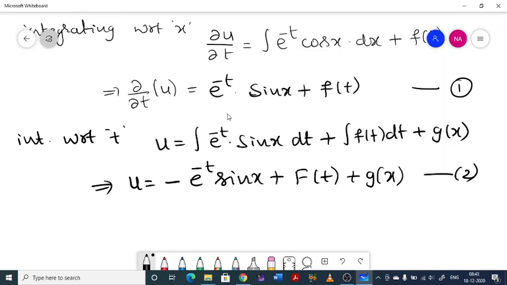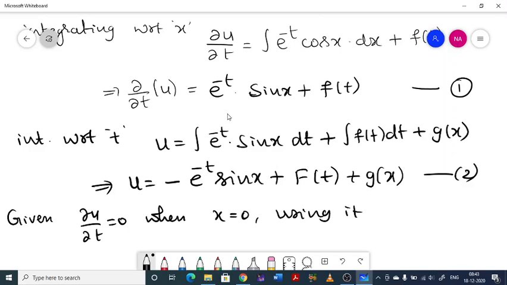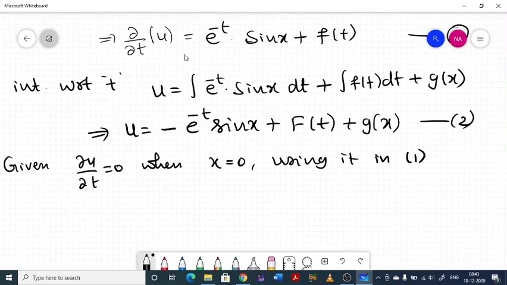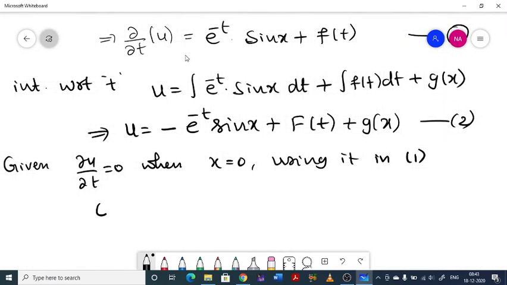Now using the given condition, it is given that dou u by dou t is 0 when x is 0. Using that in equation 1, we'll get dou u by dou t, left side 0, equal to e power minus t into sin 0, that is 0, plus f of t. So I'll get f of t equal to 0.